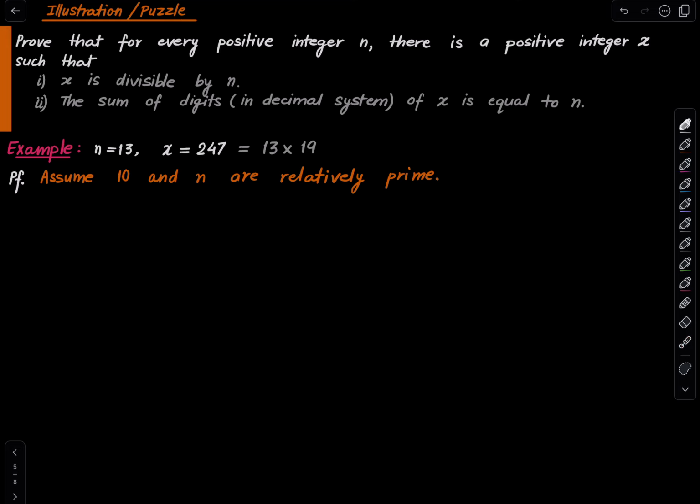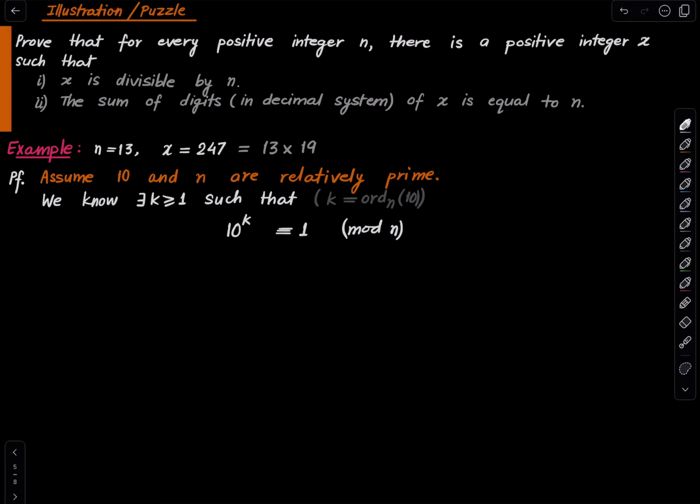Okay, fine. So since 10 and n are relatively prime, we know there exists a positive integer k such that 10 to the power k is congruent to 1 modulo n, where we can choose k as the order of 10 modulo n, but not necessarily. We can choose any bigger k also. So here I could write, for example, k is the order of 10 modulo n.